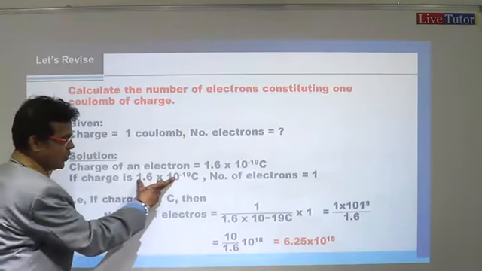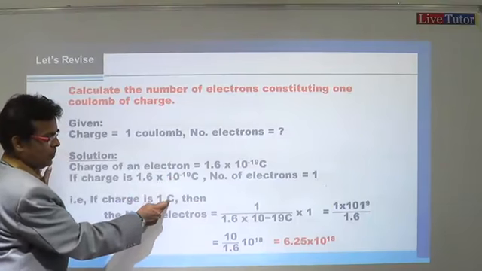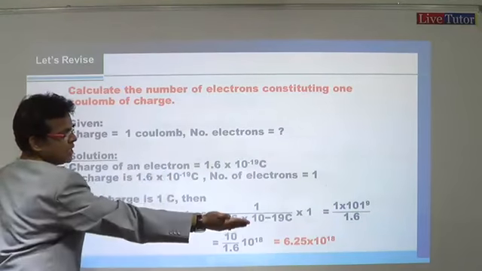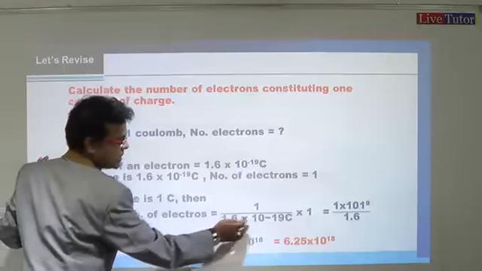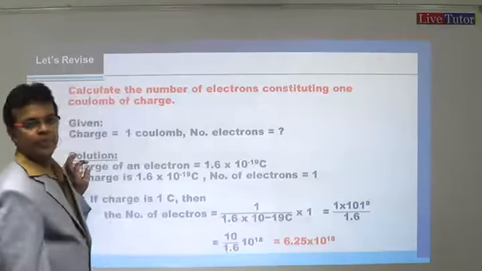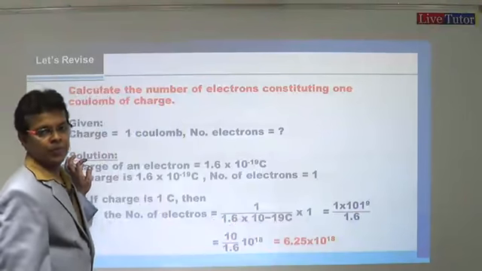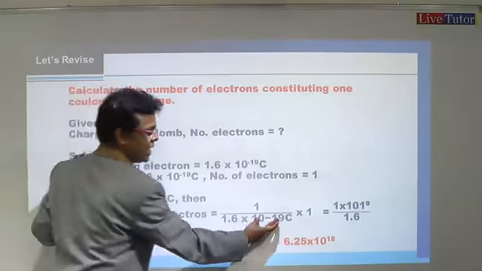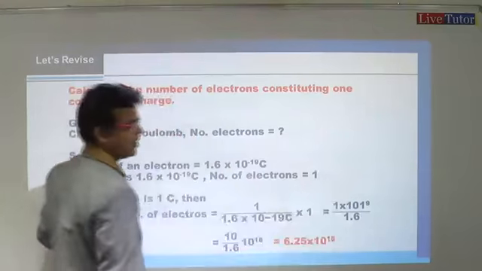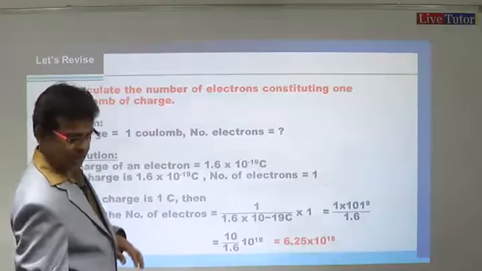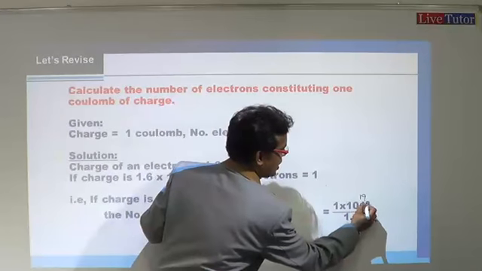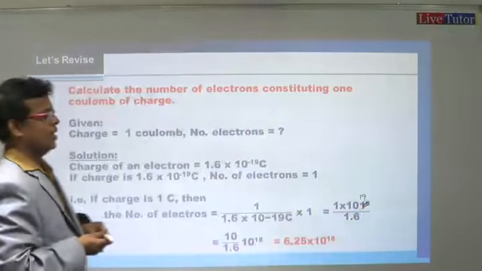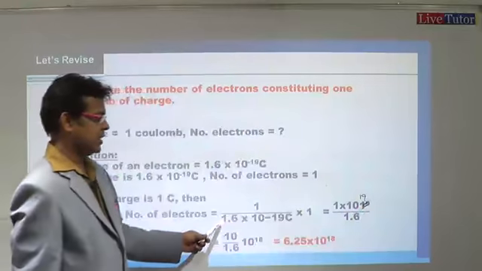Instead of these many coulombs, we are taking 1 coulomb. So this has to go to the other side. That means 1 divided by this one. So 1 divided by 1.6 into 10 power minus 19 coulomb. Okay, so this 10 power minus 19, if you take it to the numerator, it will become 10 power 19. So 1 into 10 power 19, divided by this 1.6.